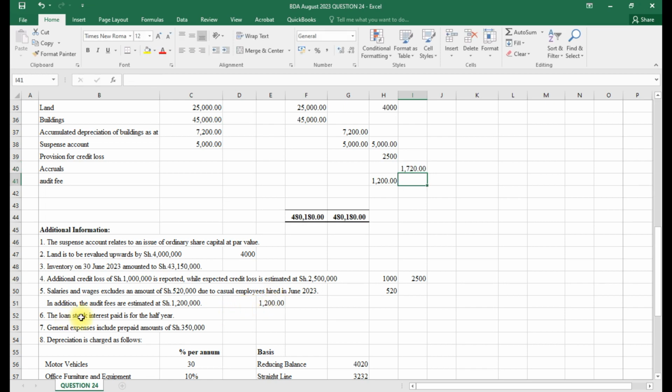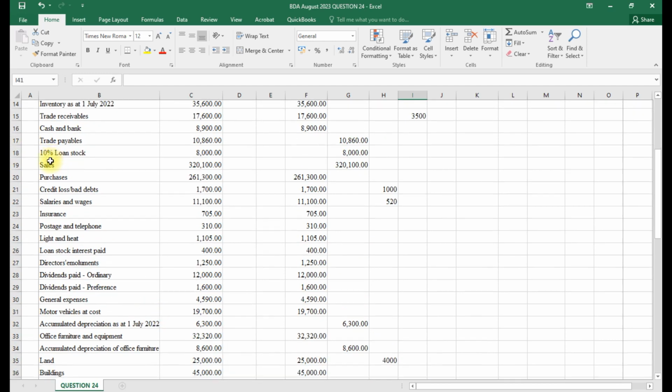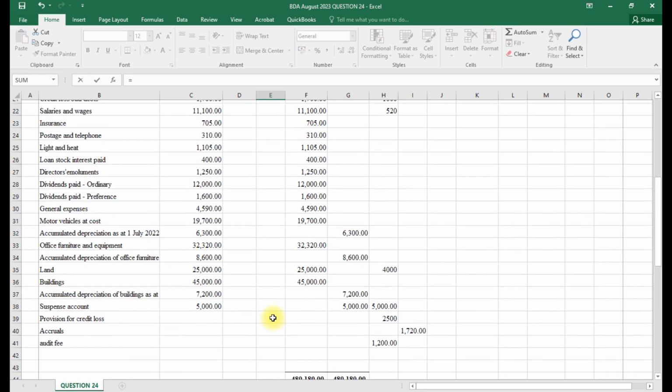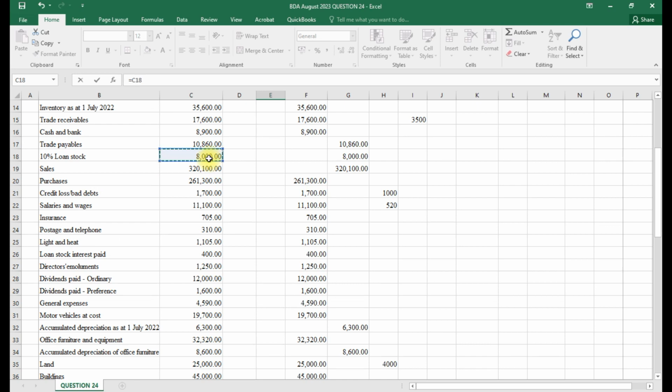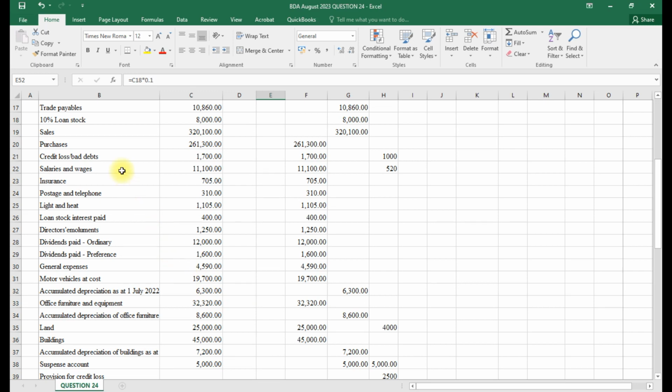Then the next thing, the loan stock interest. The loan stock interest paid is for half year. When you look at the loan stock, it is 10% loan stock interest here. I will calculate it here. The value is 8, and I will multiply by 10%, 0.1. So the total value is supposed to be 800. Already we have paid out of the 800 for the loan stock. I think I saw it somewhere here, we have paid 400. So 400 is yet to be paid.